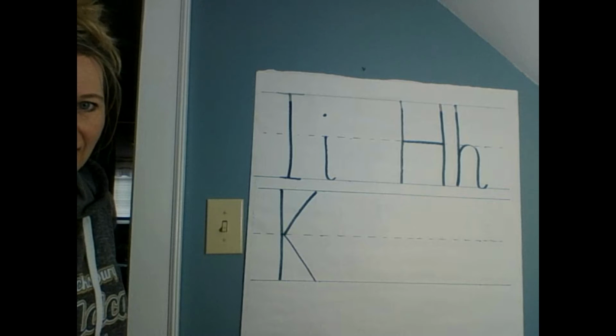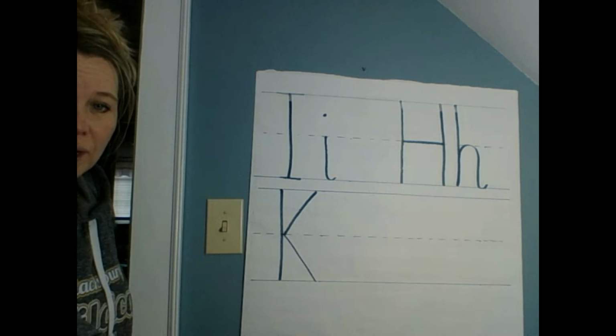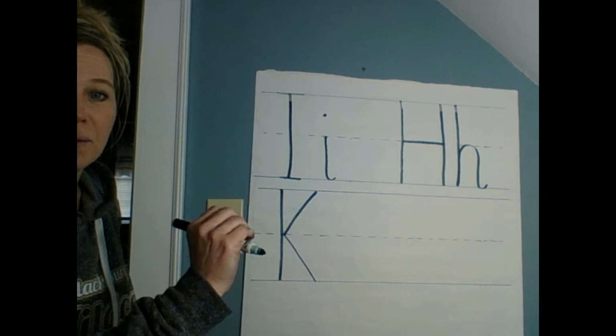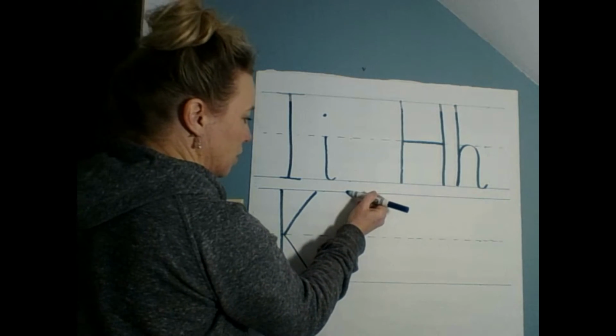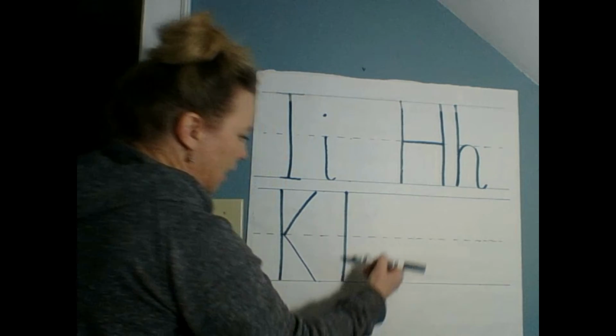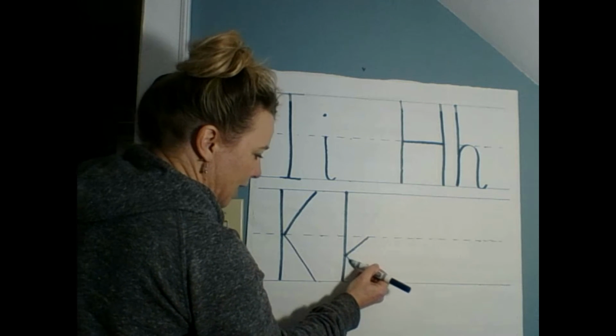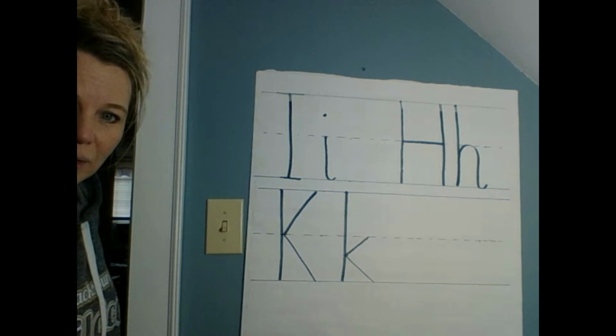For the lowercase k, it's the same thing, except your diagonal in and diagonal down is going to be from the middle line. So top start for the lowercase k, you're going to make a line down, and then when you pick your pencil up, you're going to go to the middle line and diagonal in, diagonal down. Okay, that's the lowercase k.